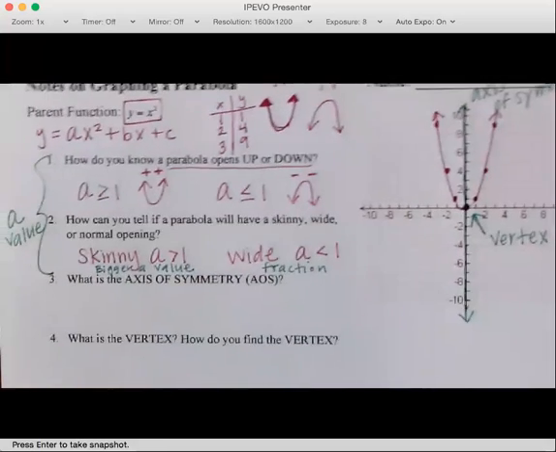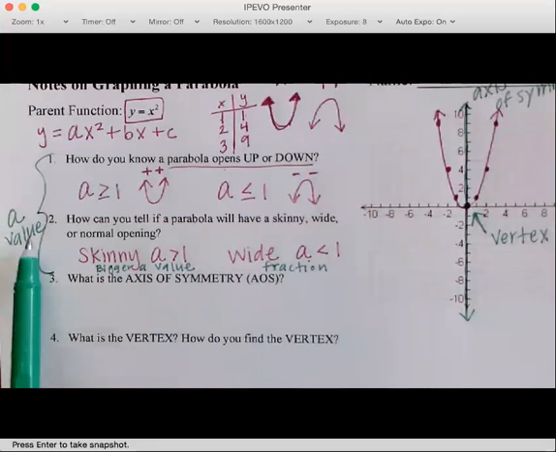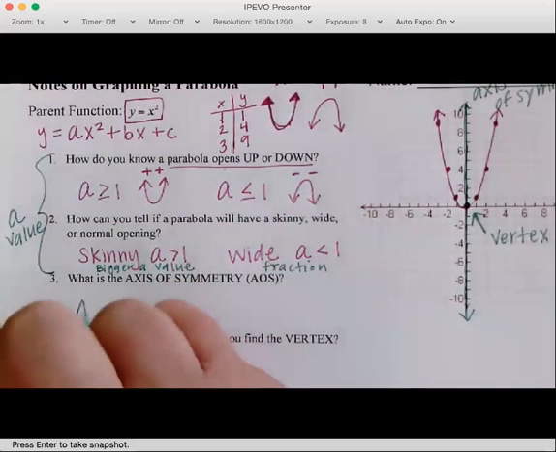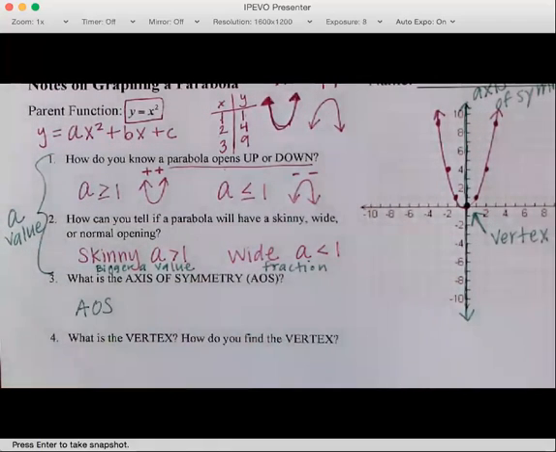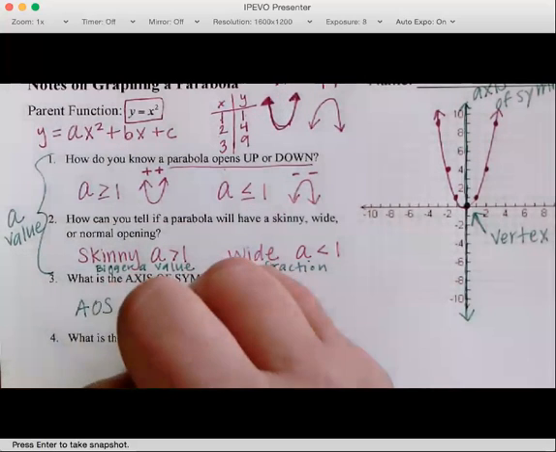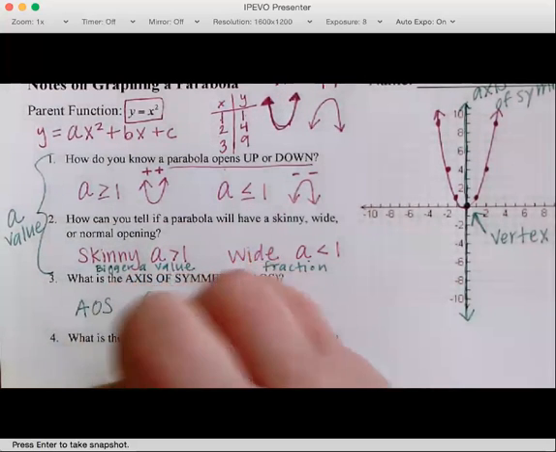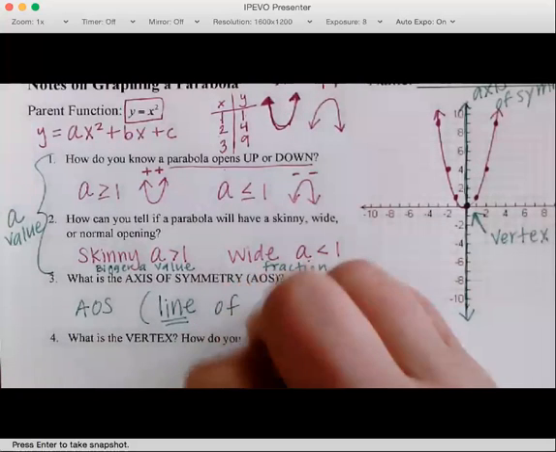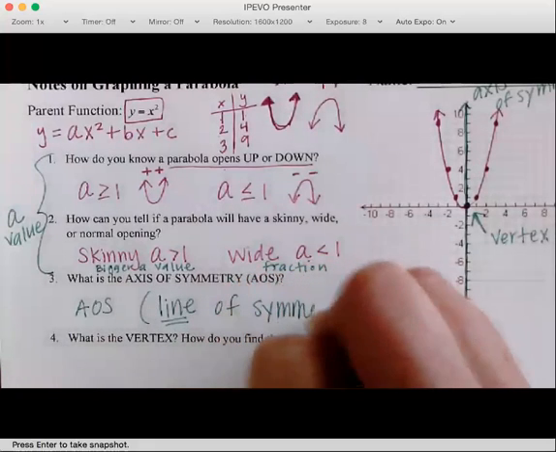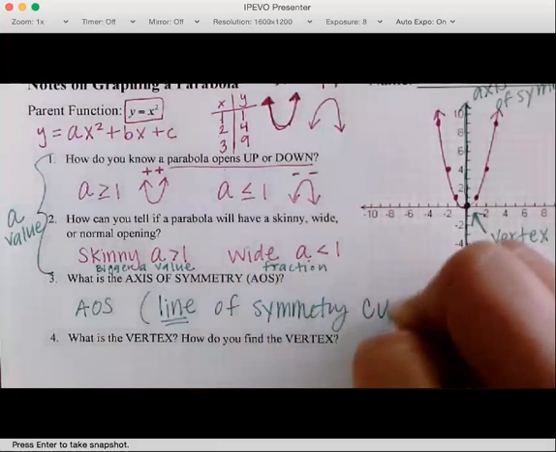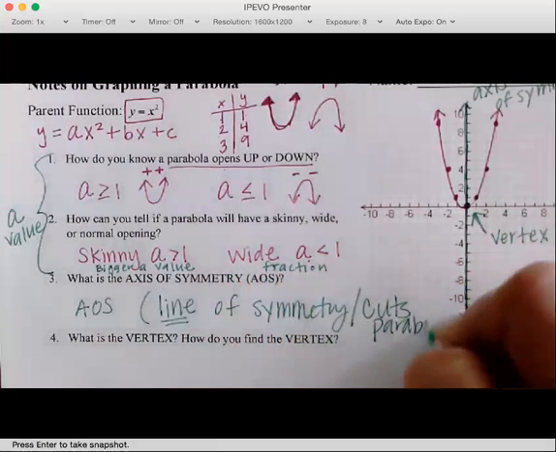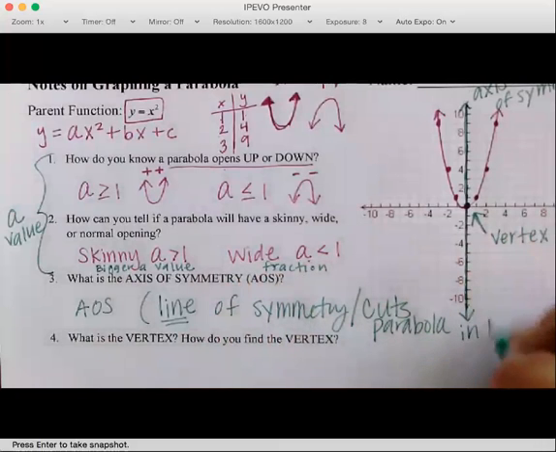Oops, let me move that over just a little bit. Okay, so focusing on your A value. Then what is the axis of symmetry? Axis of symmetry, which we abbreviate by AOS, is the line. So this is a line, not a dot. This is not a point. This is a line of symmetry. You can say that it cuts the parabola in half.